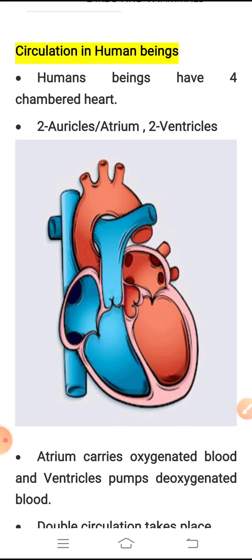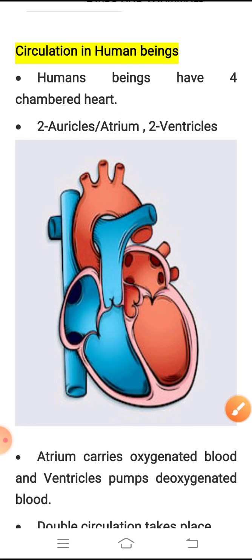I will be explaining to you the circulation in human beings. As we all know, human beings have a four-chambered heart. Then how does this four-chambered heart work and what are the advantages of the four-chambered heart? Let us understand in this session.